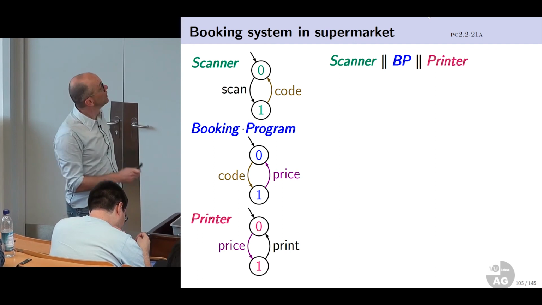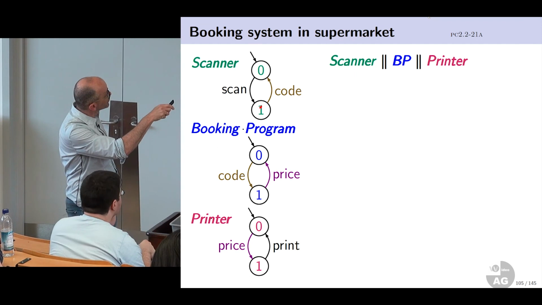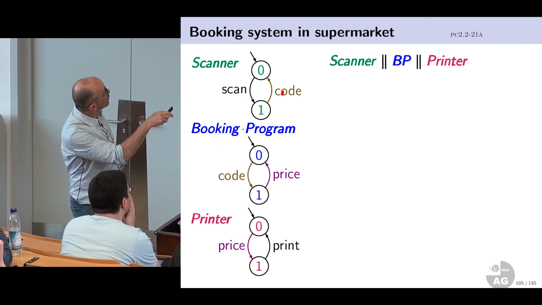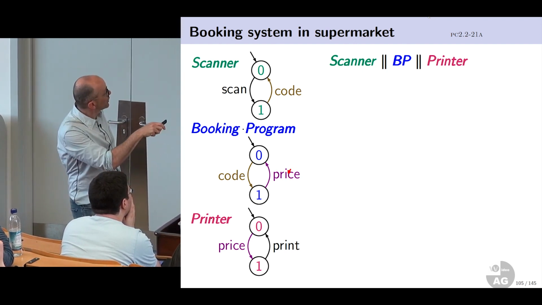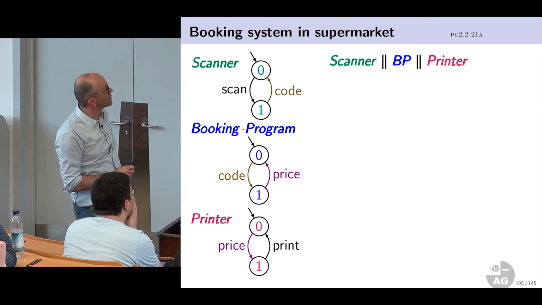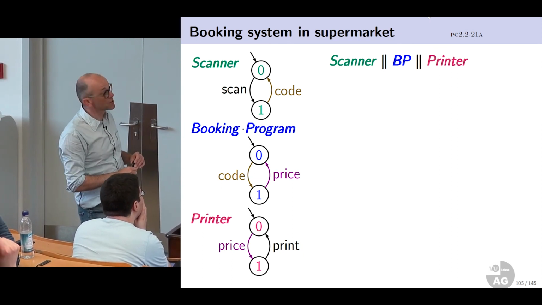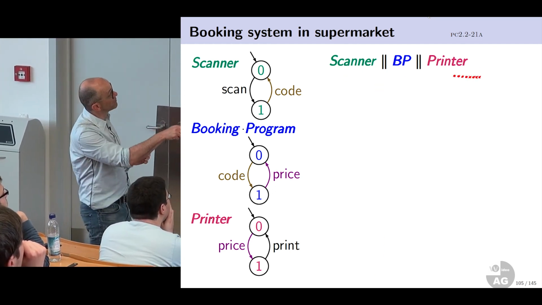What does that mean? You see that this one can do a scan. Is there somewhere else that can do a scan? No. So that scan can be done autonomously. But this code needs to be synchronized with the booking program, as well as the pricing of the booking program needs to synchronize with the pricing of the printer. The print itself can be done autonomously. So let's look at what the transition system is. This is the system I'm considering.